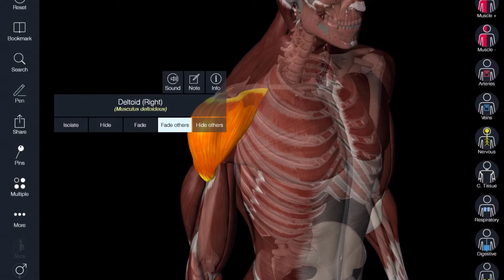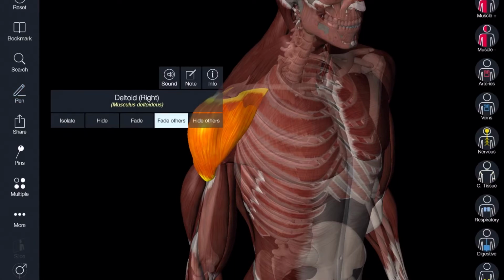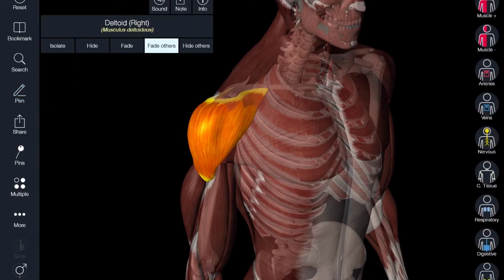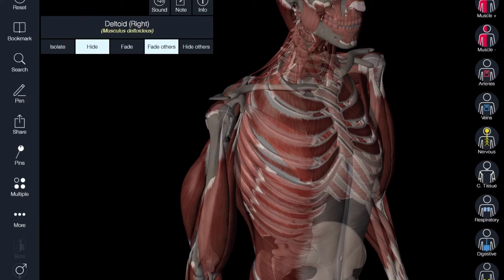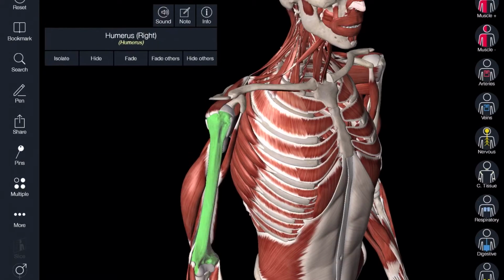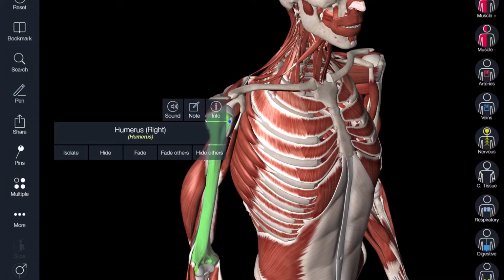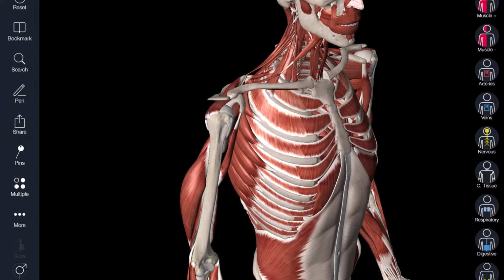If we make the muscles go away here, we can see the humerus here, right? And so the deltoid tuberosity on the humerus is right about there. Okay, so those are the attachments of the deltoid.